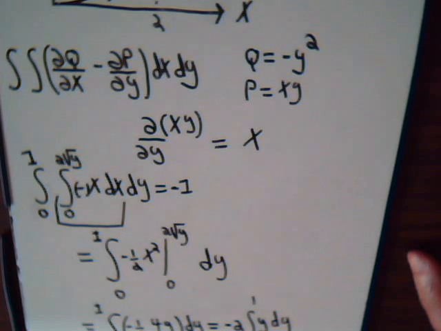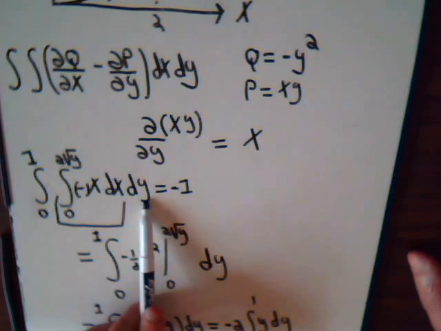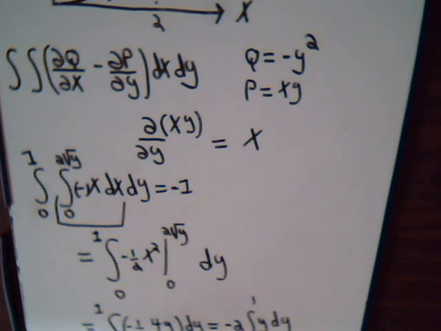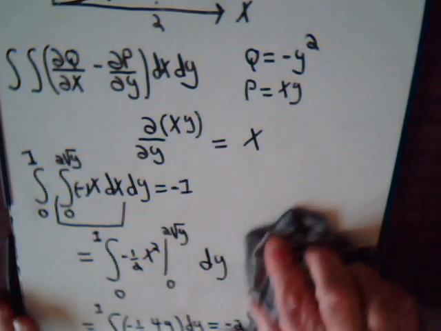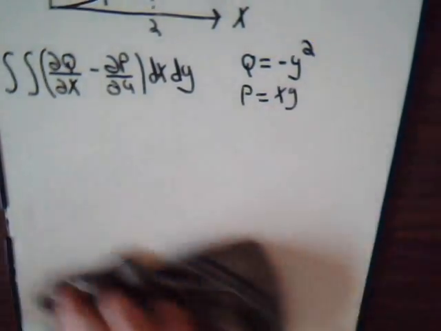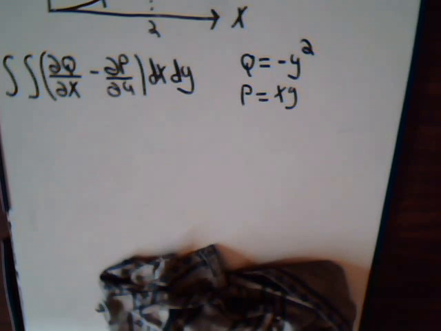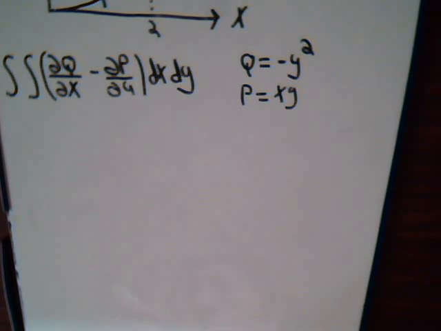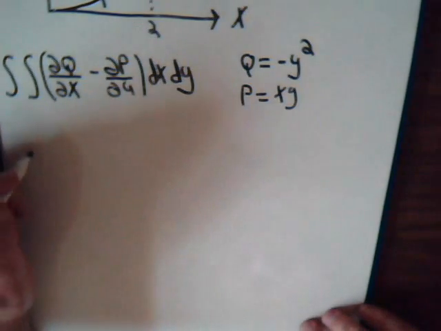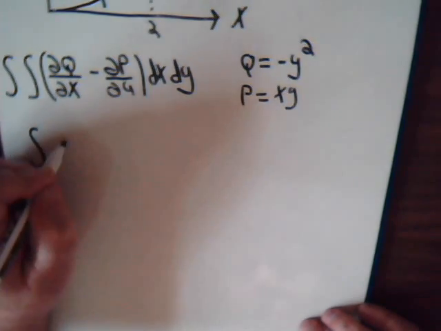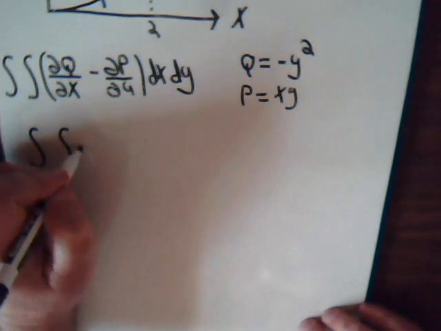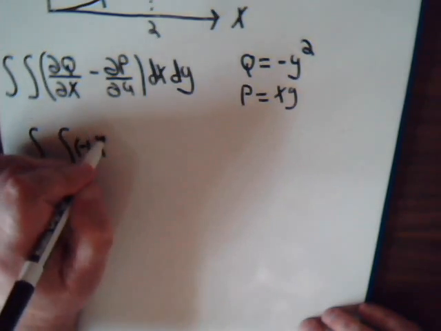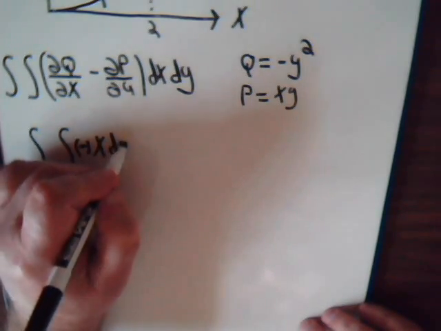What happens if we set up our double integral, and instead of having dx dy, we went the other way around and used dy dx? There's no rule against that. So let's see what that would give us. So now we're going to look at it like this. Double integral, minus x. Now we're going to write it as dy dx.